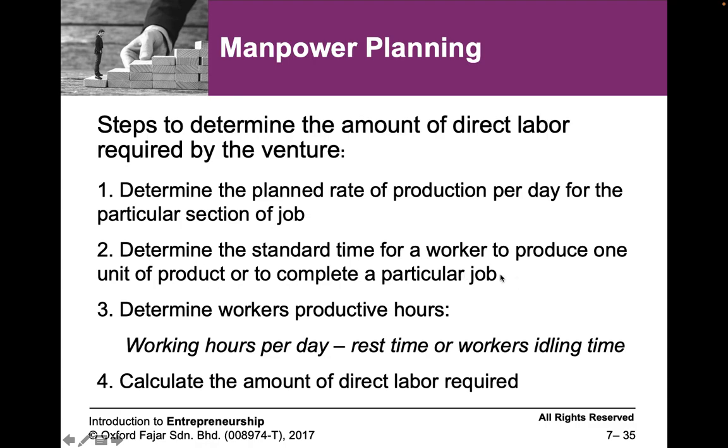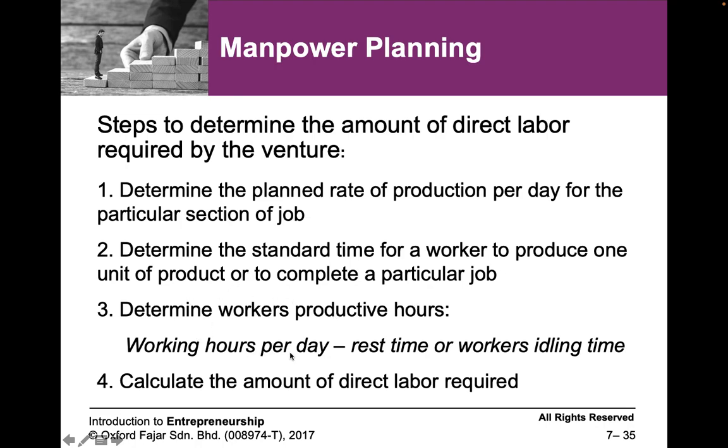So this is the number of minutes for a worker to complete a certain job. For example, these workers are required to clean the fruit. So how much time? How many minutes? Let's say to clean 1 unit of fruit, the worker requires about 2 minutes, for example. So 2 minutes. And then determine the workers' productive hours.